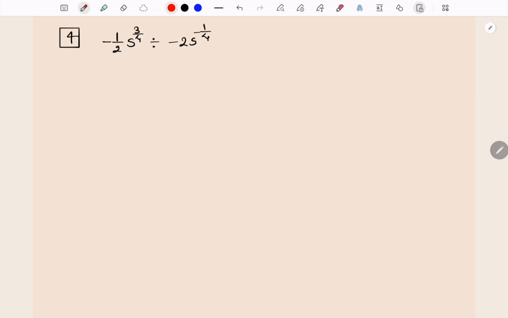Moving on to the next question. Let's try to solve this. The first step here should be to convert this division into a fraction. So let me rewrite it as the fraction.